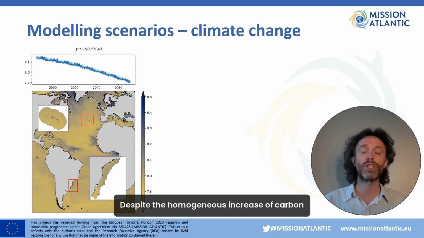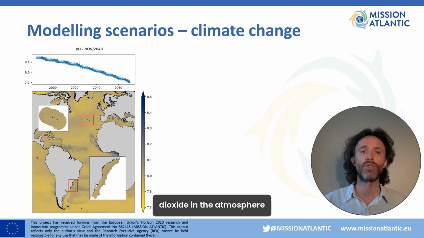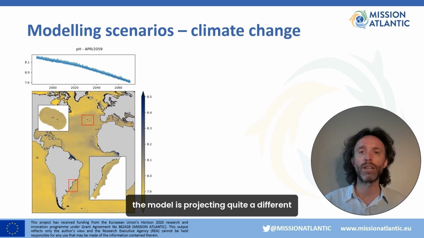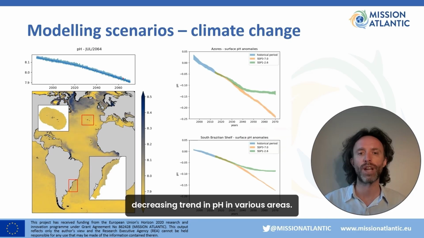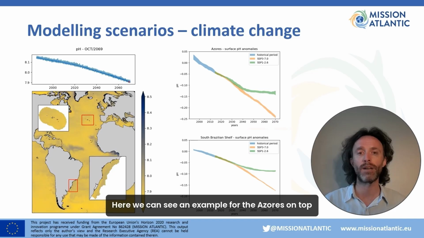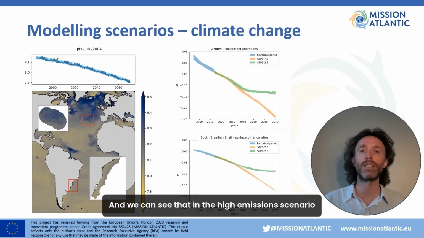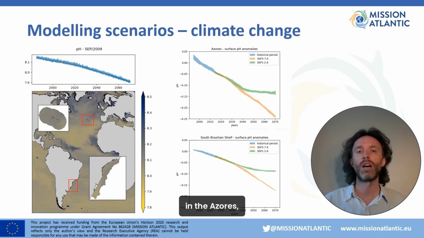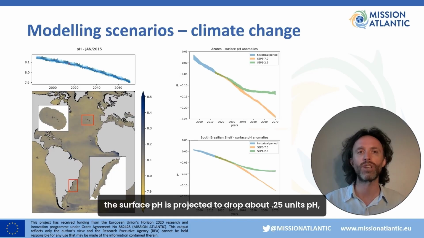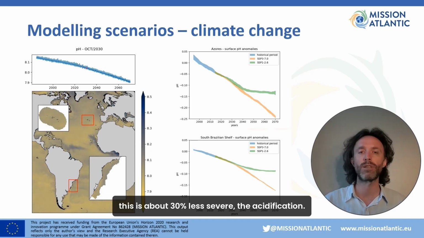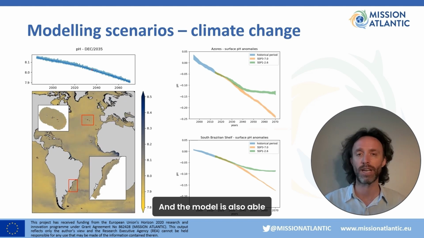Despite the homogeneous increase of carbon dioxide in the atmosphere, the main driver of ocean acidification, the model is projecting quite different decreasing trends in pH in various areas. Here we can see an example for the Azores on top and for the southern Brazilian shelf in the bottom plot. And we can see that in the high emissions scenario, in the Azores, the surface pH is projected to drop by about 0.25 pH units, while in the Brazilian shelf, the acidification is about 30% less severe.